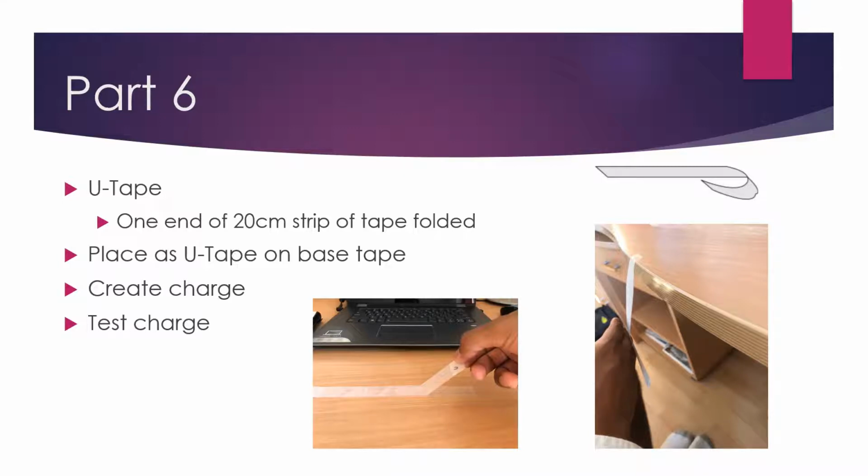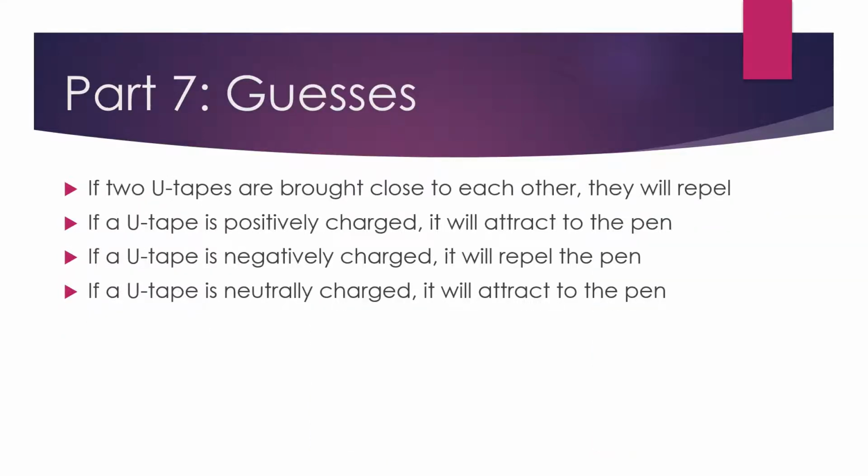We placed a U-tape on top of a base tape, and by ripping off the U-tape quickly, we created a charge. I tested this charge by hanging the U-tape off of a table and putting my hand to it. What I noticed was there was an attraction between my hand and the U-tape. With this, I made some guesses, just saying that if 2 U-tapes are brought close together, they will repel because they're the same charge.